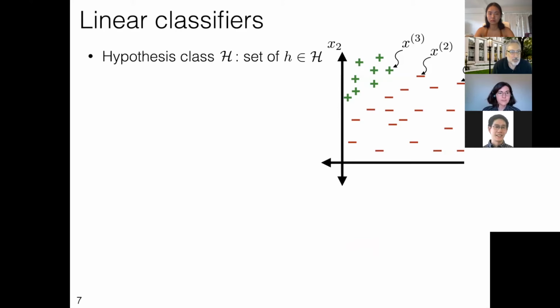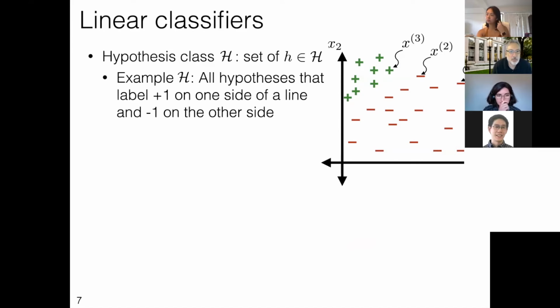Okay, so first, let's define something called a hypothesis class. It's just a collection of hypotheses. So let's call that script H. So here's an example hypothesis class. It's the class of all hypotheses that label +1 on one side of a line and -1 on the other side of a line. So let's see some examples of this.